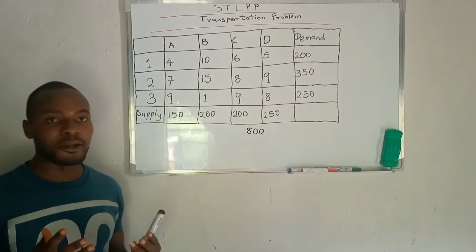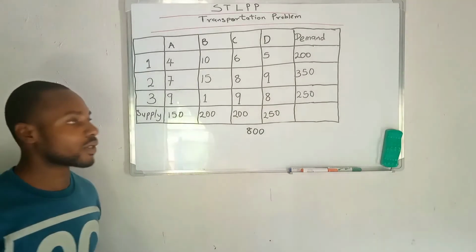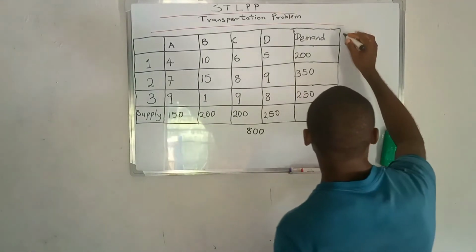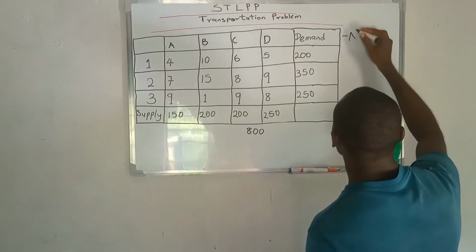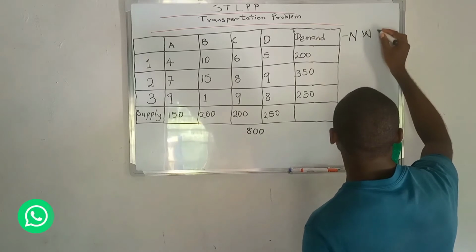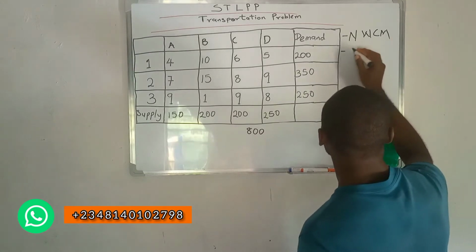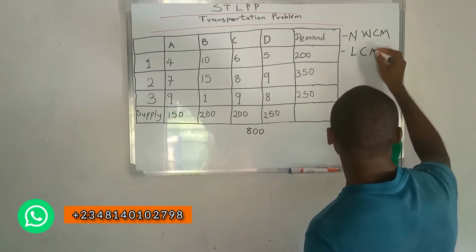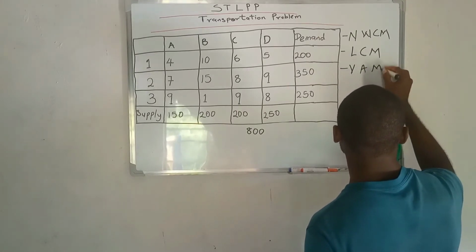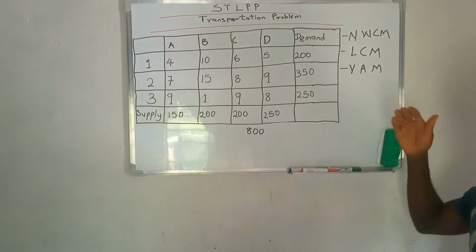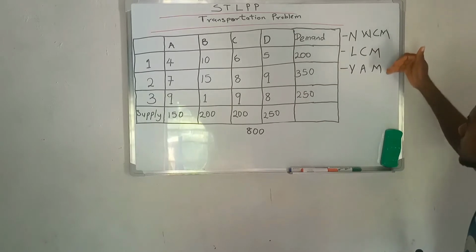There are three basic ways to solve the transportation problem. There's the northwest corner method. I'm just going to write the abbreviation, and when we start solving, I'll write it in full. So we have the northwest corner method, NWCM, then the least cost method, LCM, and then Vogel's approximation method, which is VAM. We are going to be using these three methods to solve this problem, so we will see the differences between the three of them.